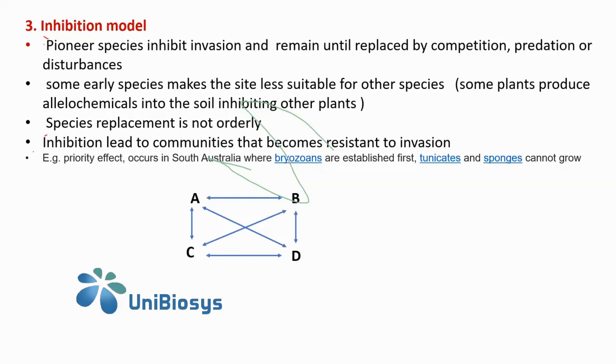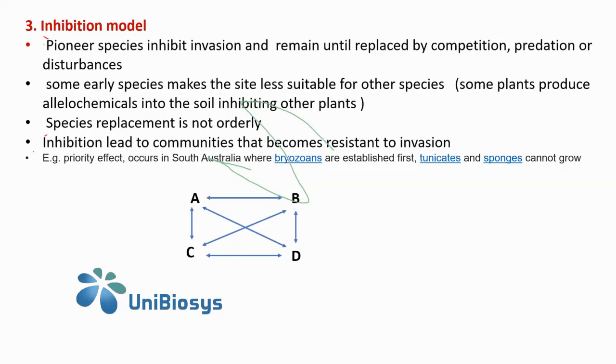So the succession is not happening in an orderly manner. Who can compete and defeat them? B, D, or C? Whichever species comes, they will keep inhibiting. Those who can replace them will sustain there. Suppose B replaced them, then until another species that can replace B comes, B will be the dominant species over there. So B will also inhibit all others. Okay, so this is the inhibition model.